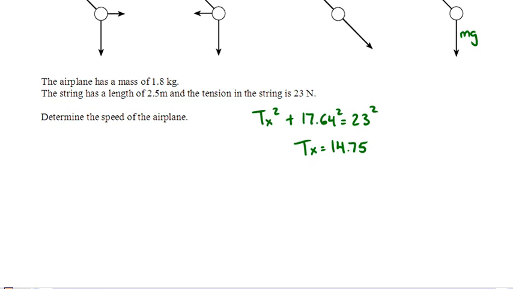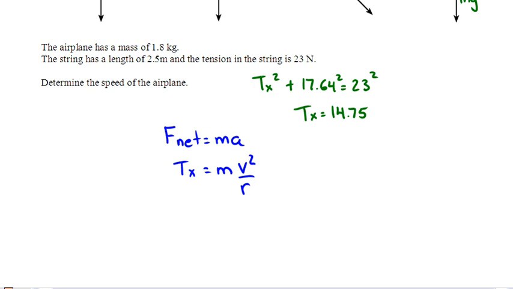Trying to find the speed of the airplane. That was what they wanted me to do. No problem. Here goes. F net equals ma. I've just found the F net. It's that Tx. So Tx is going to be m times, I've got to pick a version here, v squared divided by r. I've got the Tx. I am looking for that v, and at first glance it looks like this shouldn't be too much of a problem until I notice I don't have the r.